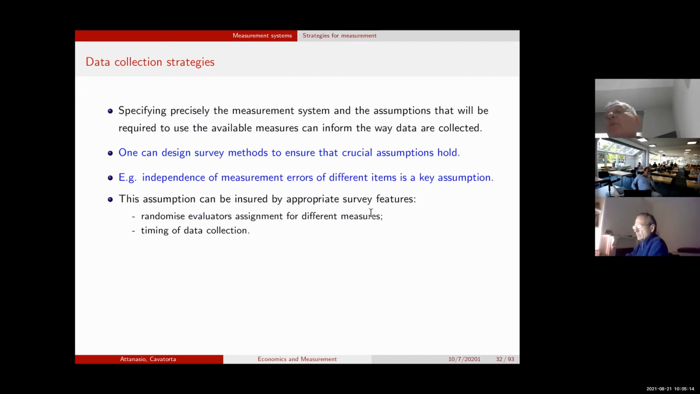For instance, when we did the work in Colombia, we had different tests, such as a maternal report and a summary where an individual did the test with the child. We had different interviewers administering the tests to the same household, and you randomly assign the evaluators across these different measures and the timing of data collection. At that point the independence assumption, which is key to identification, becomes much more plausible.